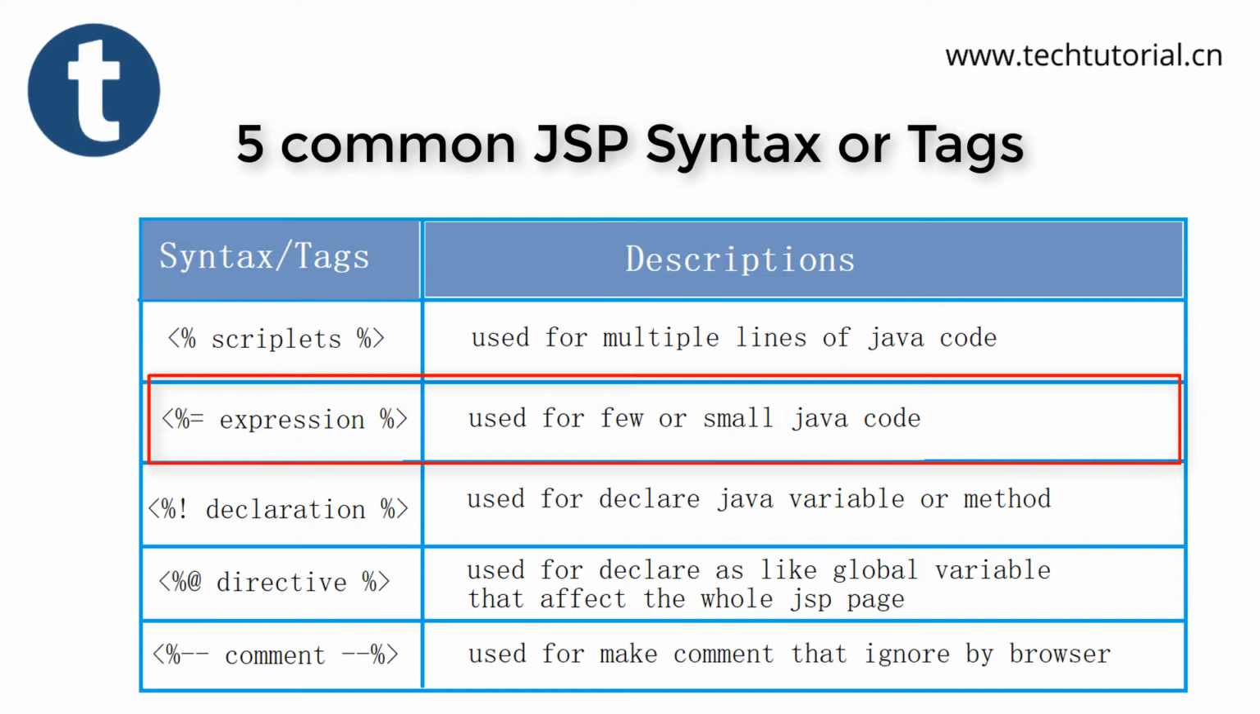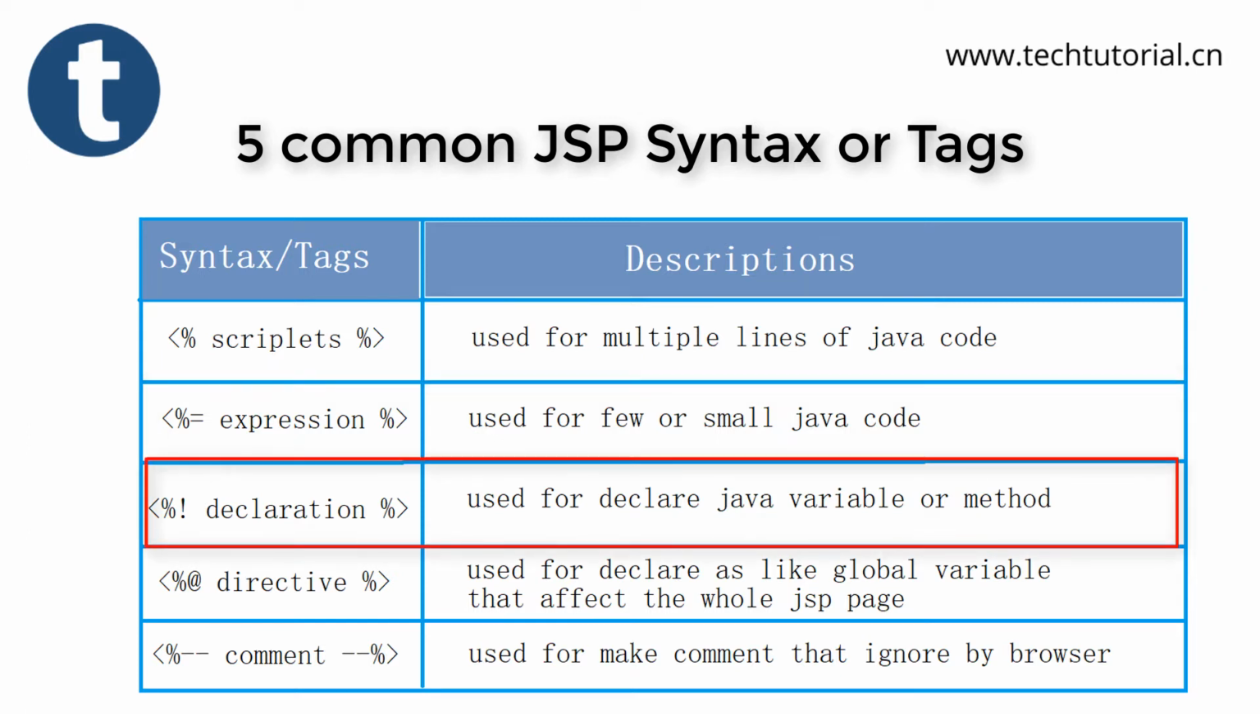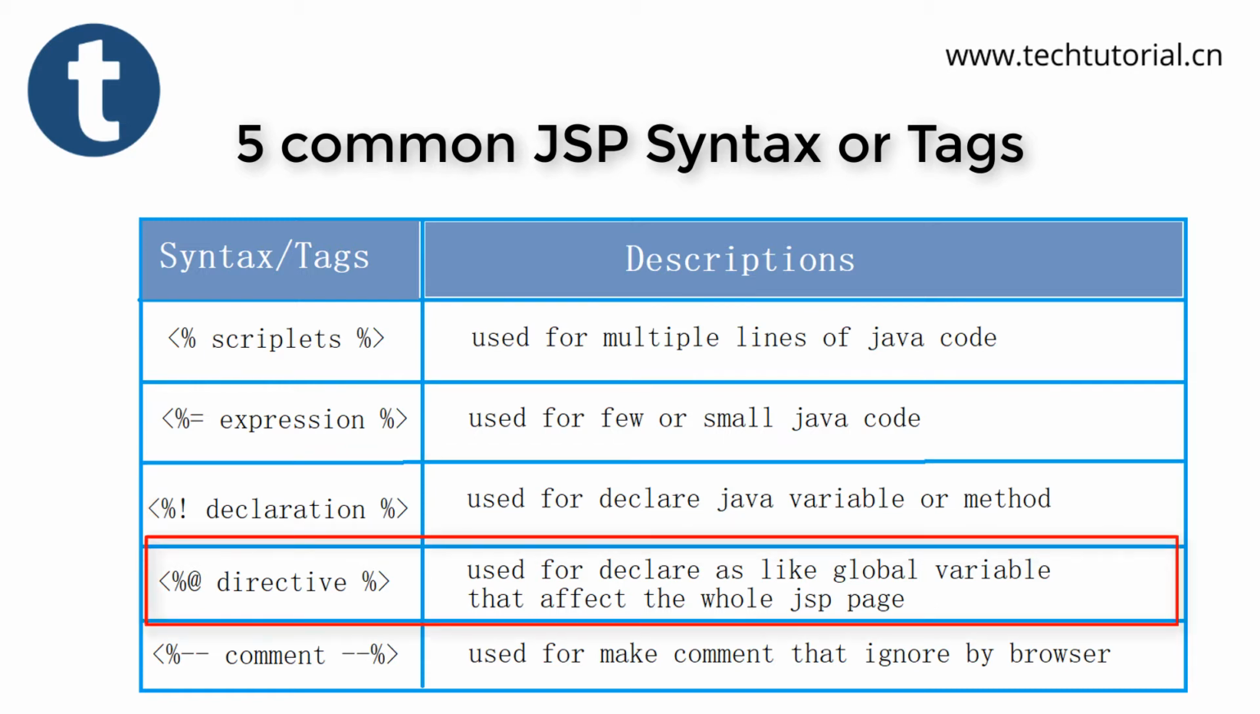The third one is the declaration tag. It starts with angle bracket percent exclamation mark, and it's used to declare a Java variable or method. And the fourth one is the directive tag. It starts with angle bracket percent at sign. It's used to declare something like a global variable that affects the whole JSP page.